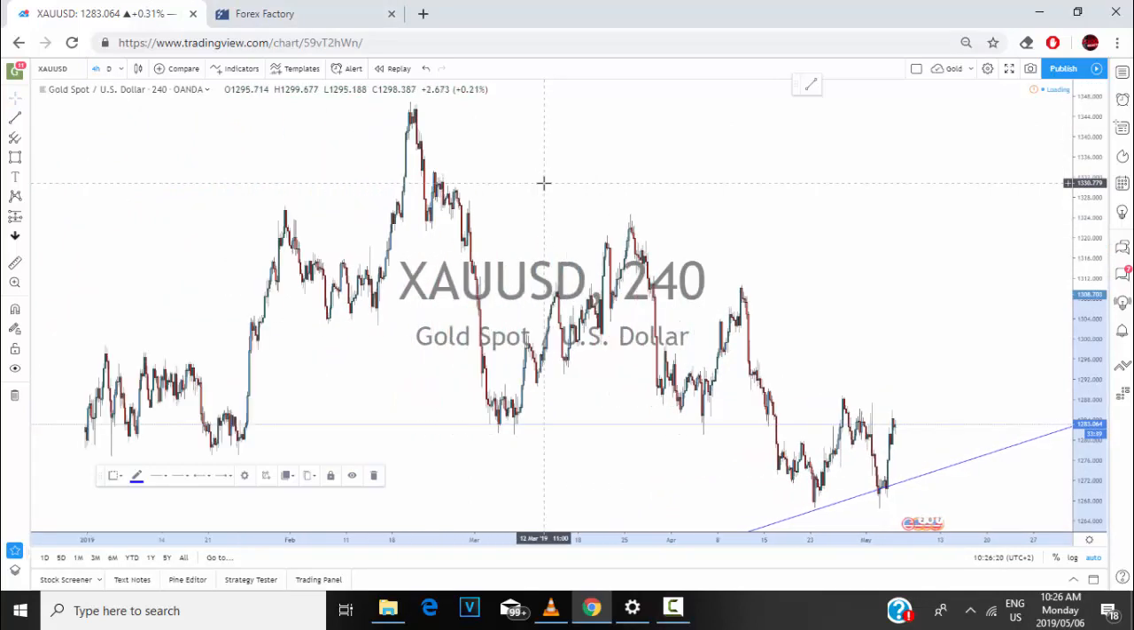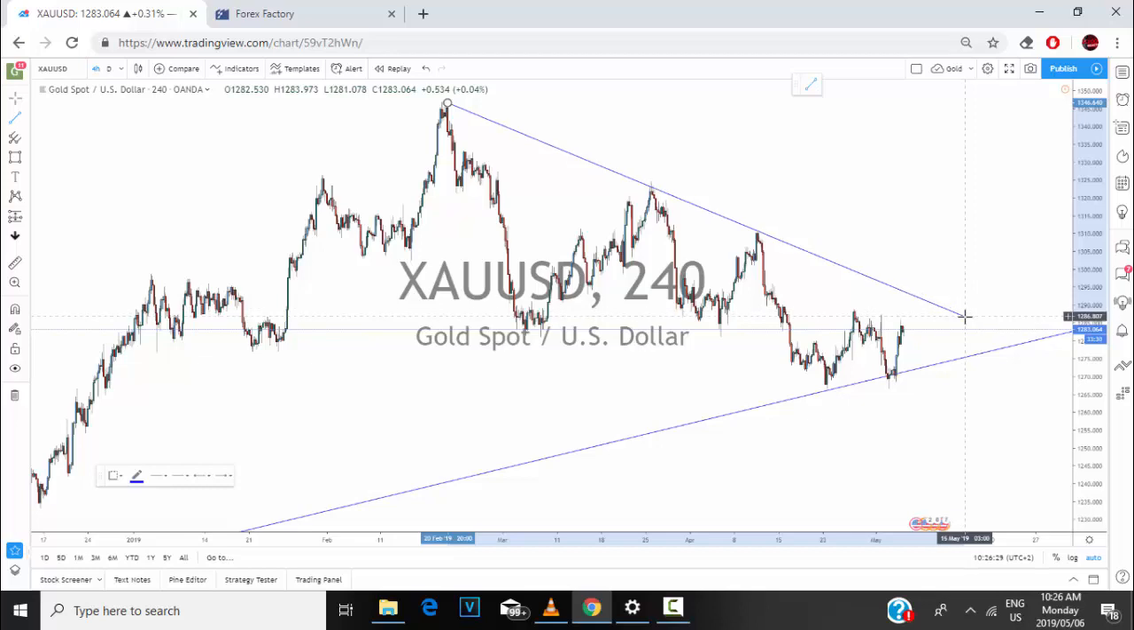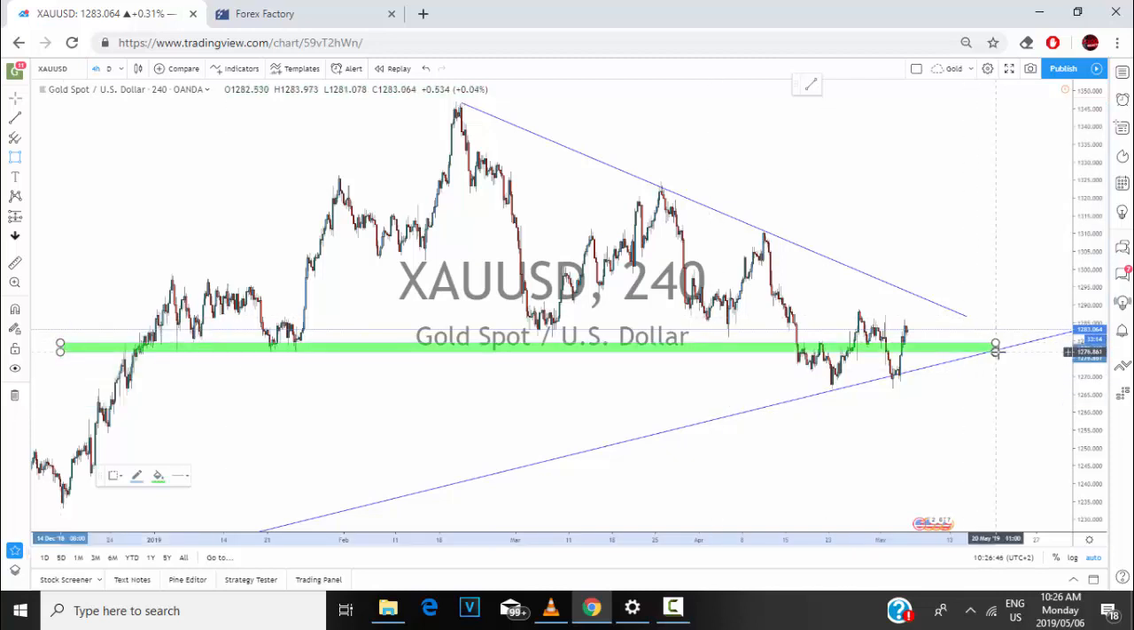This is the 4 hour time frame. So let me just try and see if I can draw any trend lines. Okay, trend lines there. Trend lines there. Yeah, let me draw my support and resistances.